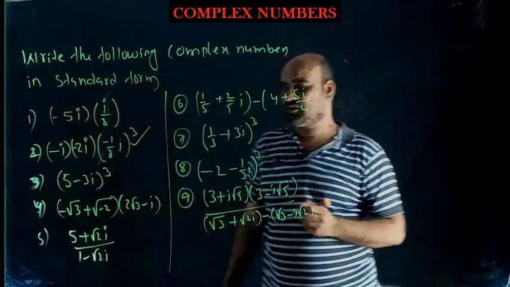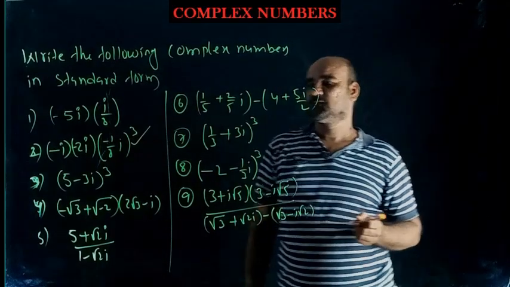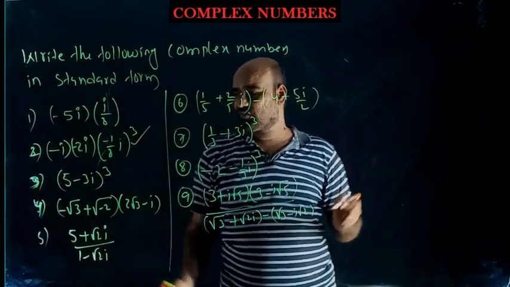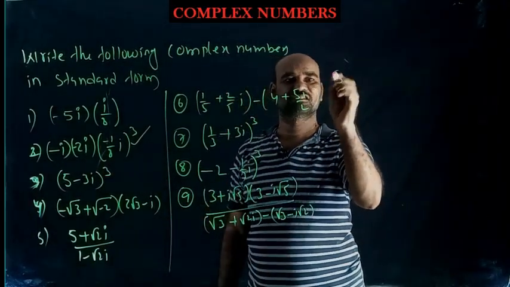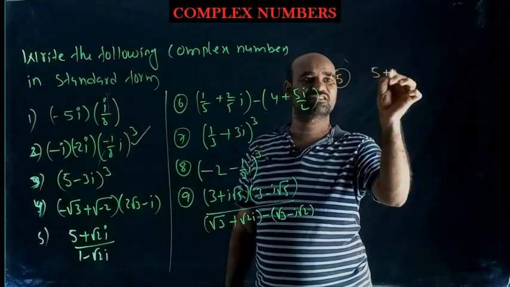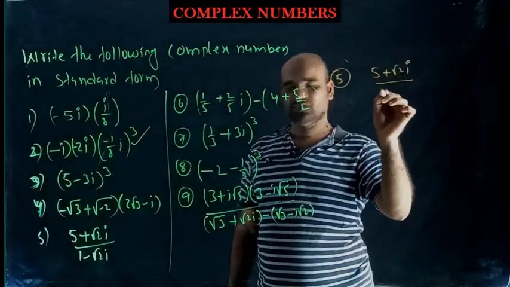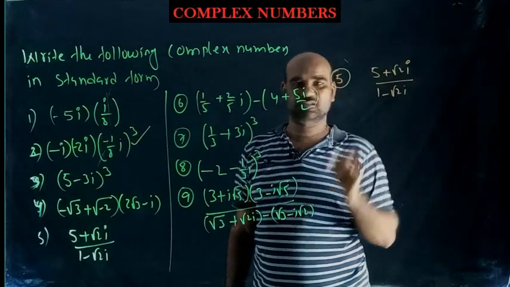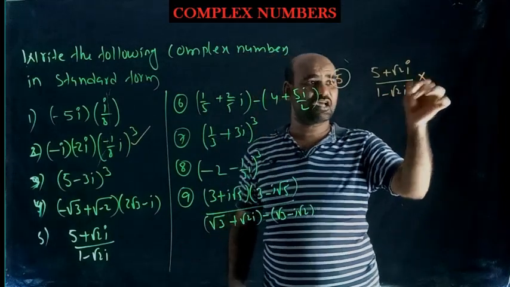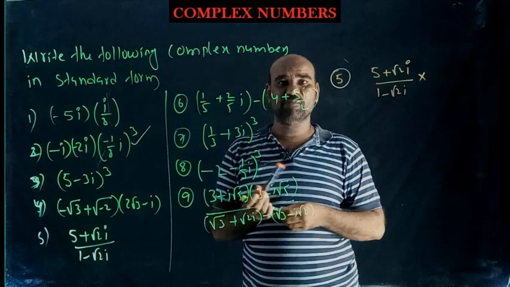Yeah, student, I want to choose this one, fifth one, because all are easy only. 5 plus root 2 iota by 1 minus root 2 iota. So what I want to do, I want to make the denominator a real number.